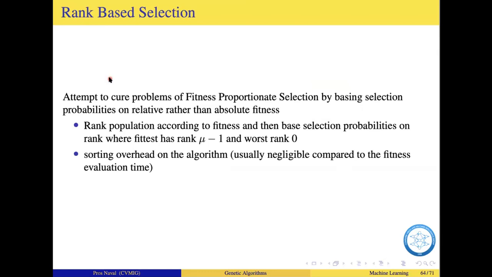Now, attempts to cure the problems of fitness proportionate selection are done by basing selection probabilities on relative rather than absolute fitness. You can do that by ranking the population according to fitness, and then basing your selection probabilities on the rank, where the fittest has rank mu minus 1 and the worst has rank 0. Here you have a sorting overhead on the algorithm, which is usually negligible compared to the fitness evaluation time.